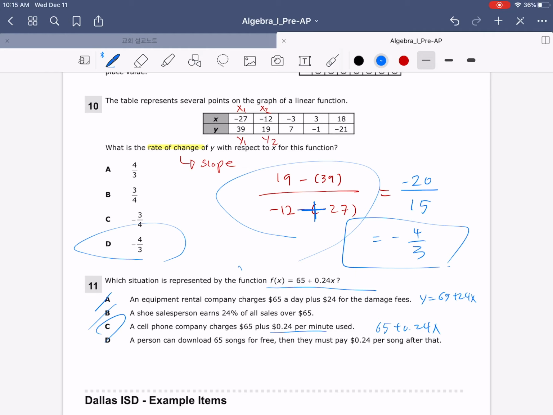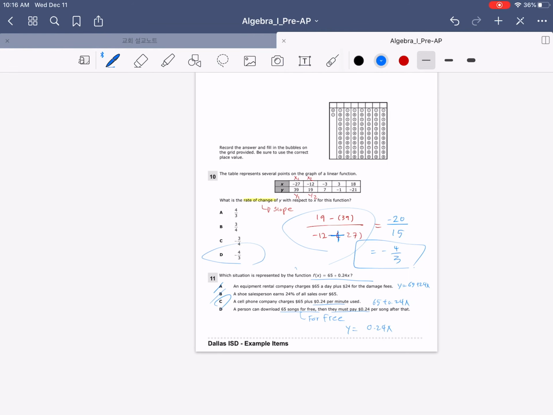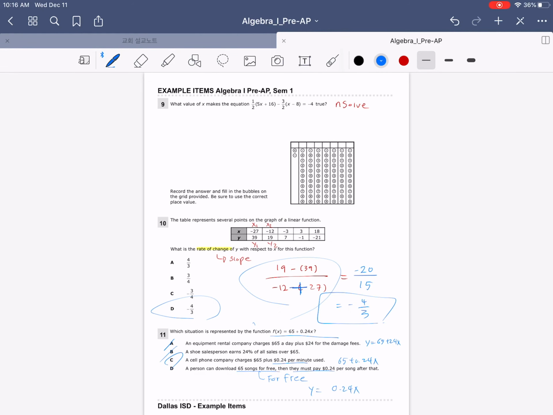Just in case, let's go over the last one. A person can download 65 songs for free. Then they must pay $24 per song after that. Again, this one is for free, which means you do not have to count it. So it's gonna be just like 0.24x after 65. Well, there's gonna be some calculus involved if you wanna set this one up, I believe, but that's not it. So that's it.